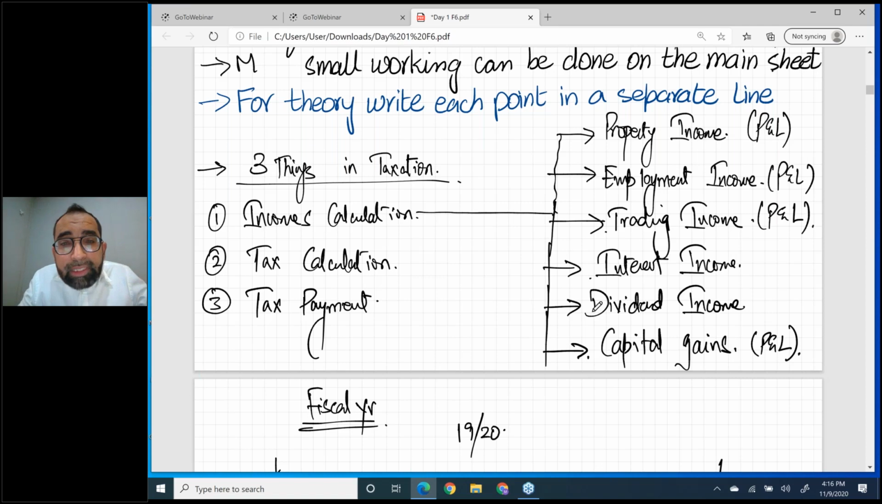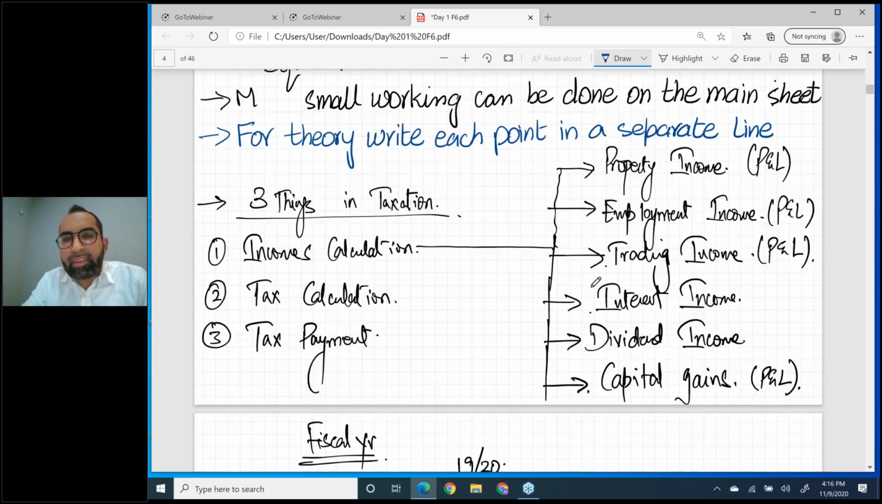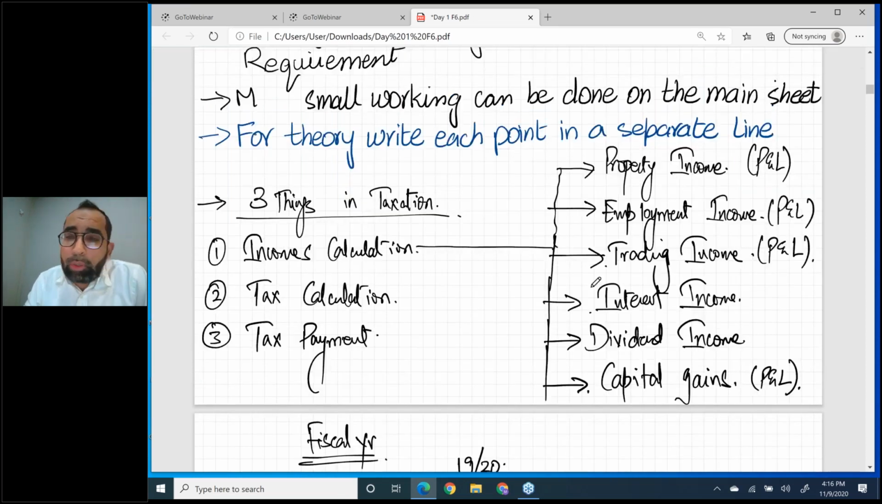Number one, income calculation. If somebody asks you how to calculate tax, first you will say, tell me what your income is. We have different types of income. Go and see the screen. Property income, employment income: if you are doing a job, you will have employment income. Trading income: if you are doing business, you will have trading income. Interest income: if you are putting your money in a bank account or loan notes, you will receive interest. Dividend income: if you are investing in shares, you will get dividend income. And also capital gains.